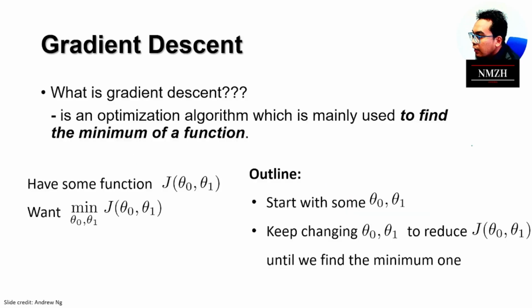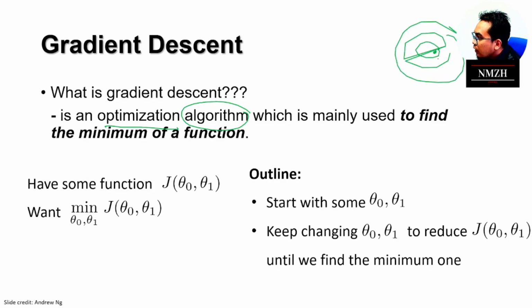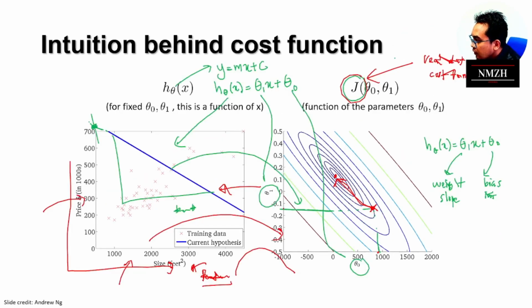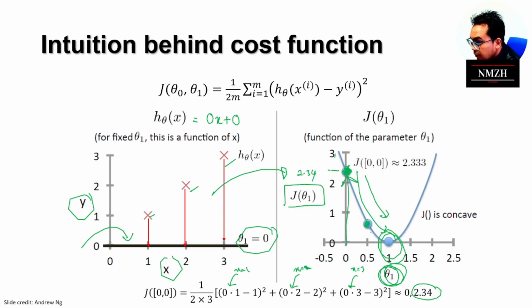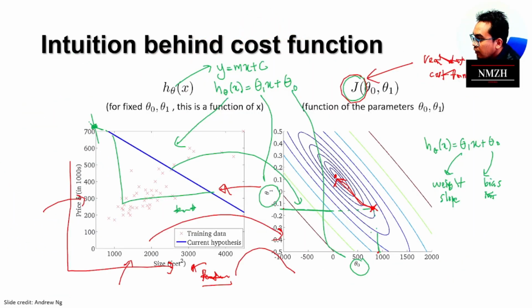Okay, this is the one that I mentioned earlier, gradient descent. So what is gradient descent? It is an optimization algorithm, guys, which is mainly used to find the minimum of a function. So imagine that we have this thing. We try to find theta going down to the minimum, as minimum as possible. So that will be our target for gradient descent.